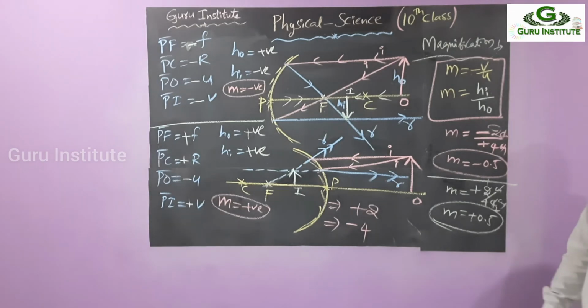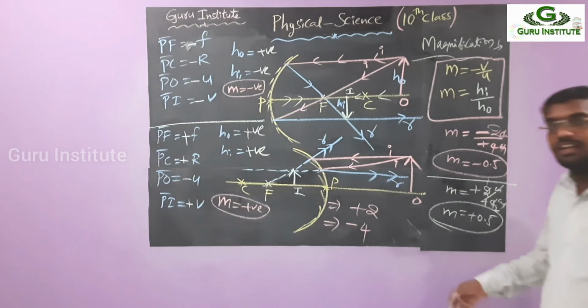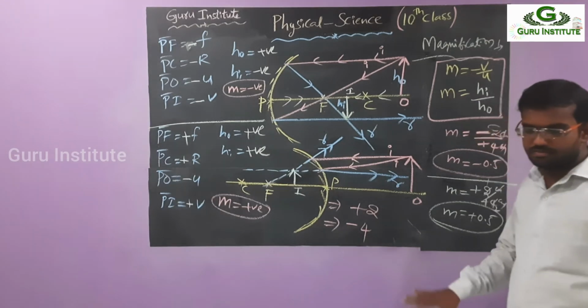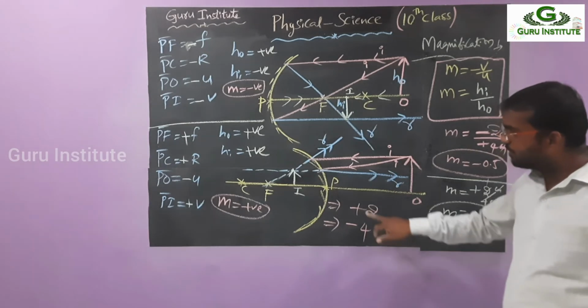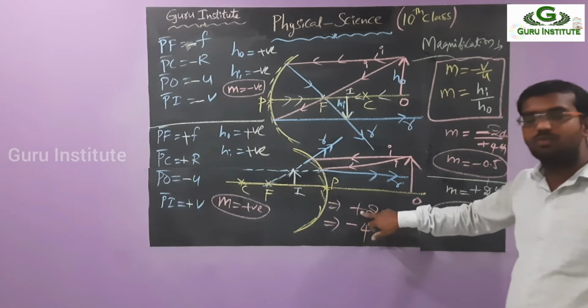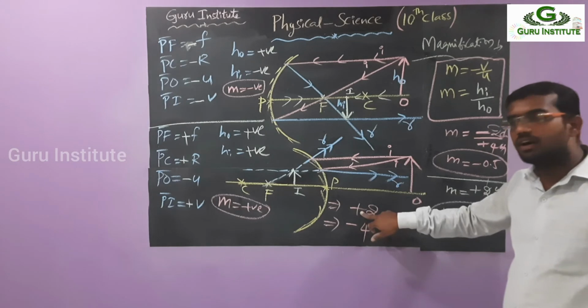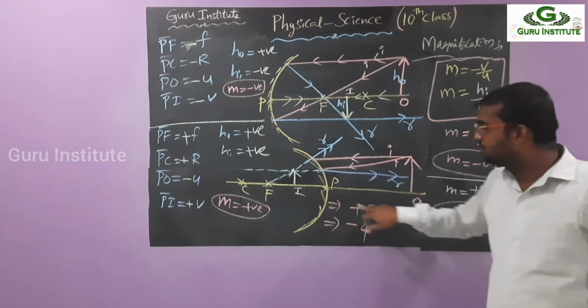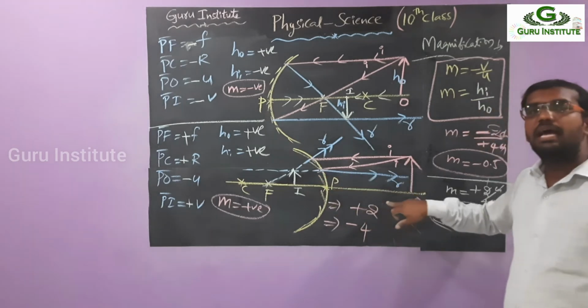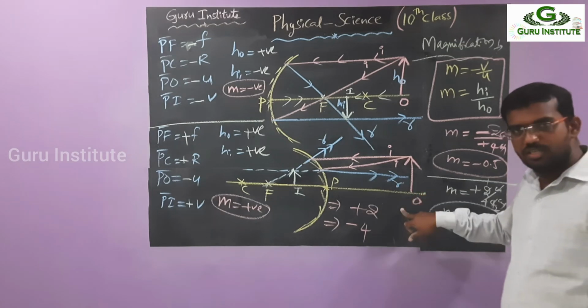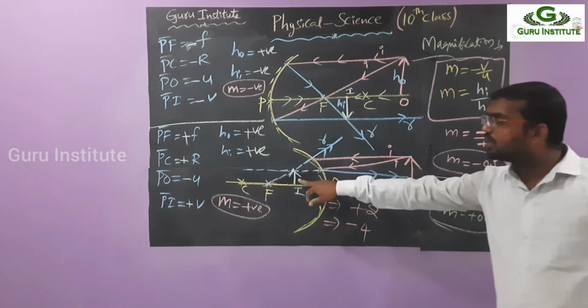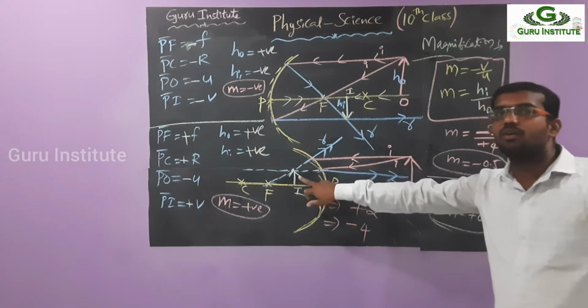Then you are asking the nature. Nature means whether it is inverted or erect, diminished or enlarged. So how can you say that by using plus and minus? It is positive means what? Convex. Convex always gives an erect image. So it is a convex mirror, erect image, and an enlarged image. Automatically, erect means what? In the last class we saw that, erect means virtual.